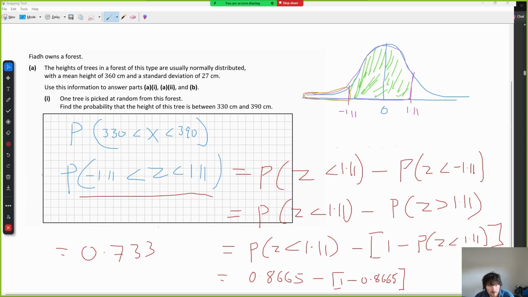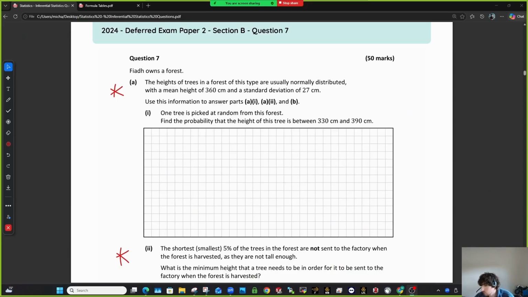Okay, so let me clear this away, get our next question going. Okay, so that's cleared away there. So for part 2 to this, obviously be pausing this, giving this a go. Every question I set up, always pause it, try to do it yourself. The smallest 5% of trees in the forest are not sent to the factory, as they are not tall enough. What is the minimum height that a tree needs to be in order to get sent to the factory? Okay, so what they've given us here is a percentage, and we have to work back to a Z-score.